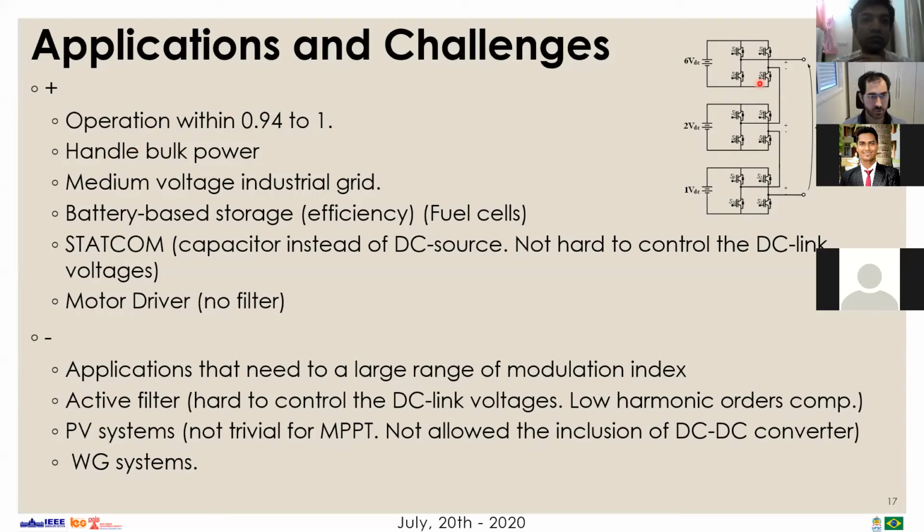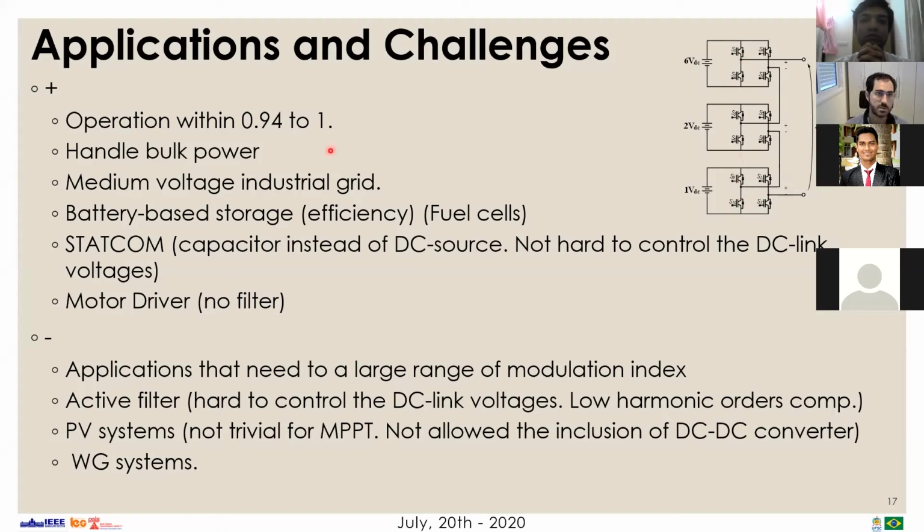This inverter is attractive for applications that handle bulk power because, again, you are processing 80% of the total power with the upper module, switching at considerably low frequency, and the output filter is very small. So for applications where you need to handle a high amount of power, this topology is attractive. Applications in medium voltage industrial grids, of course: a multilevel inverter is more prone to be applied in medium voltage because you can have different technologies for the transistors. This doesn't necessarily need to be the same technology as this. This processes much more power, this much less.